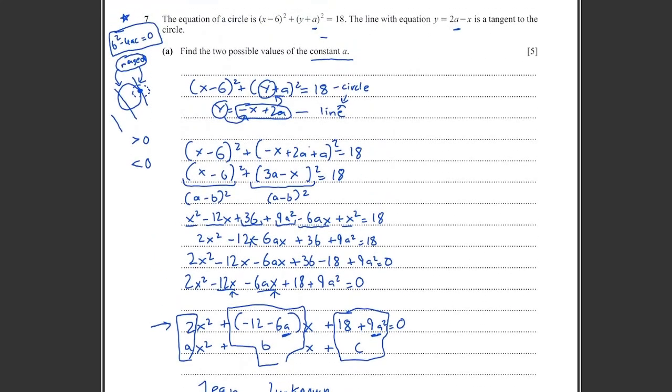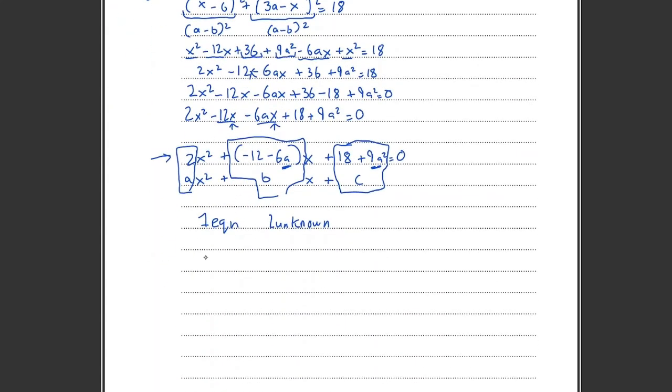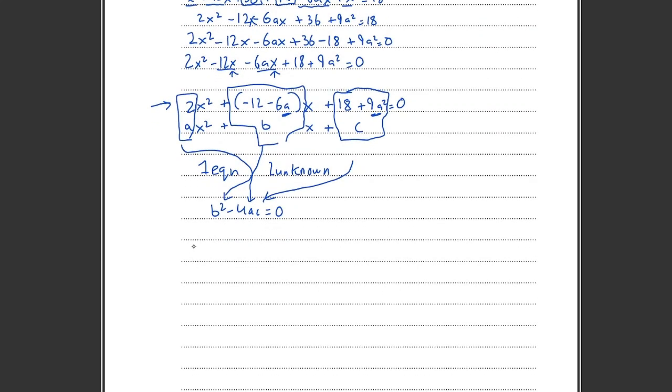But what I can do is get a different equation by using the idea that the discriminant is going to be equal to 0. Once I do that, I say b squared minus 4ac equals 0. I can just put my b over here, my a over here, and my c over here. So b squared is going to be (−12 − 6a) whole squared. And then I'm going to have 4, a is 2, and then c is 18 plus 9a squared. And what you can see right now is that I get a new equation, and this equation only has one unknown, which is a. It doesn't have an x. So that's why this discriminant technique is so useful to us, because it allows us to solve just for a.